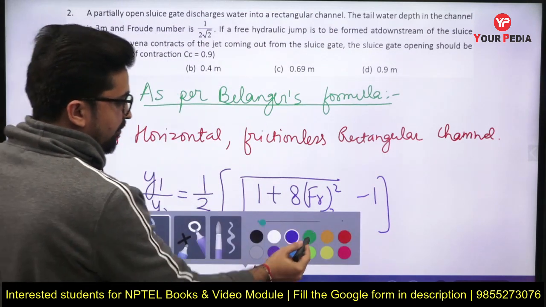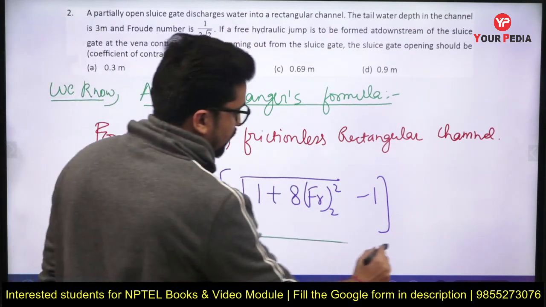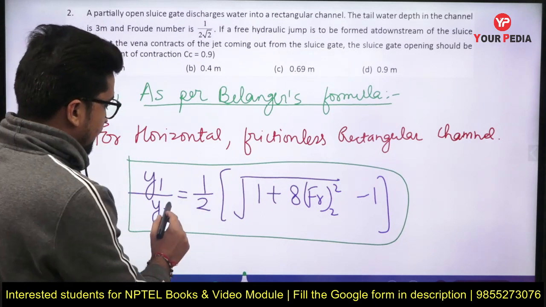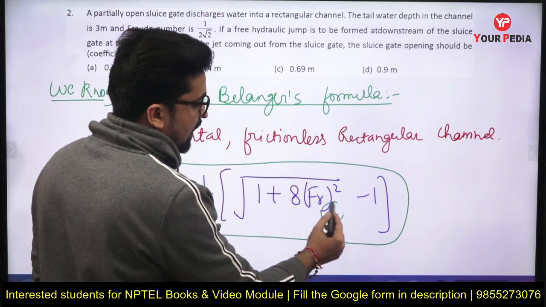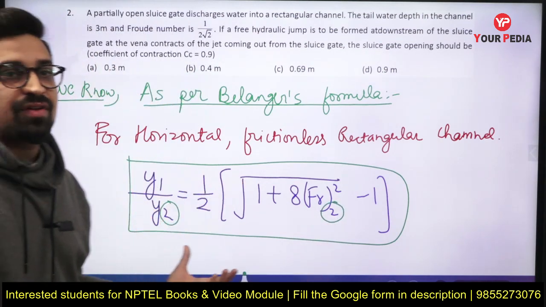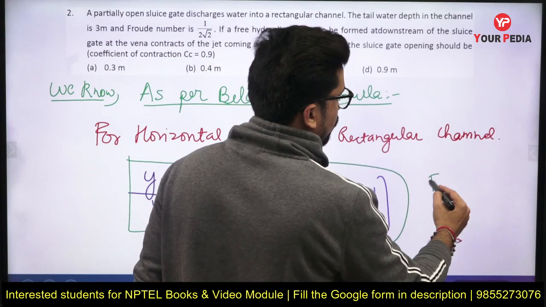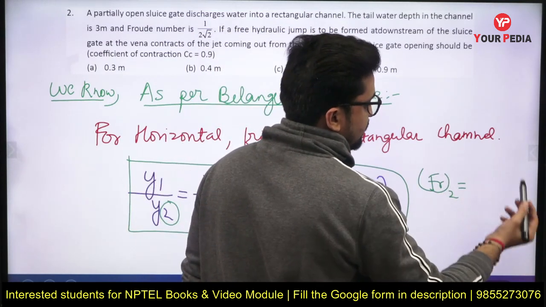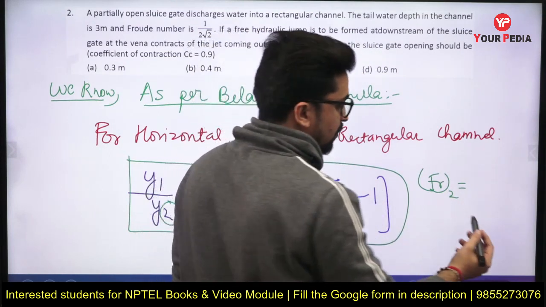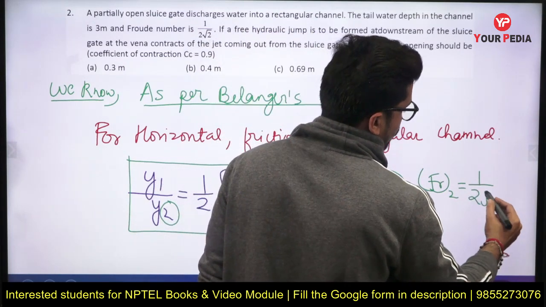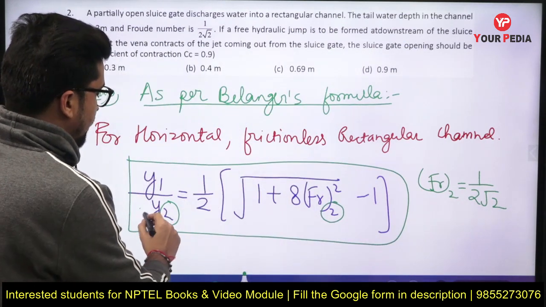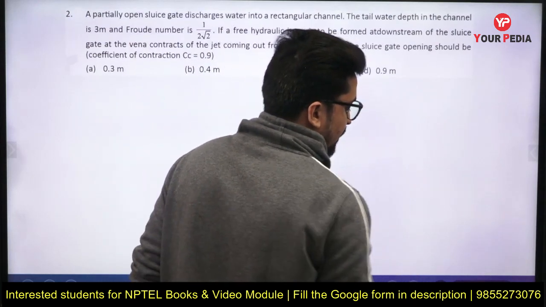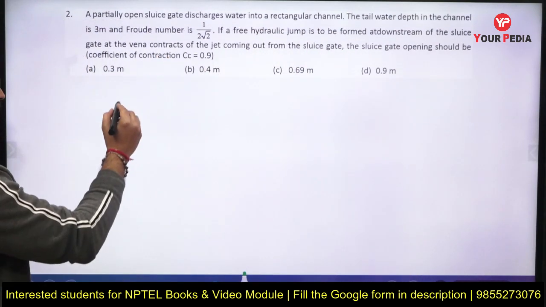So this was the formula given by Belanger for a horizontal frictionless rectangular channel. You can remember this formula like this: if this is y2, then we will use Fr2. Fr2 they have given you in the question. Basically, we have just concluded that the Froude number given in the question is at section 2 of this channel. So this is 1 upon 2 root 2. Y2 we already know, which is 3 meters. So we can easily calculate the value of y1. Let us substitute the values and get the value of y1.